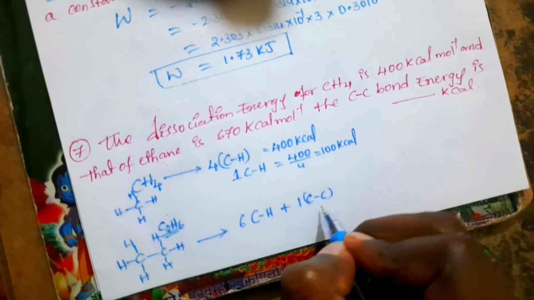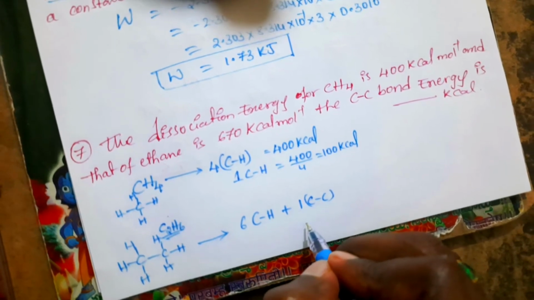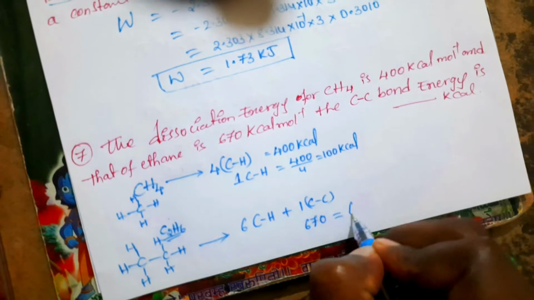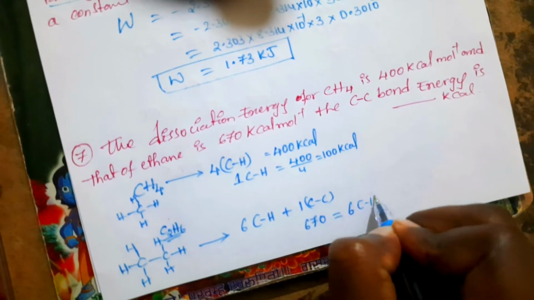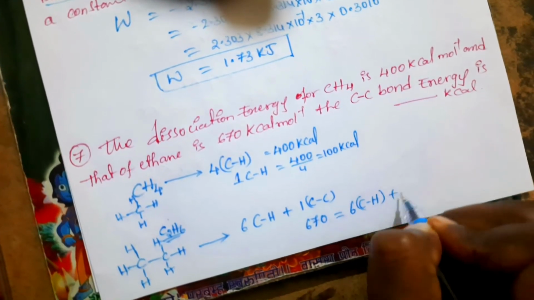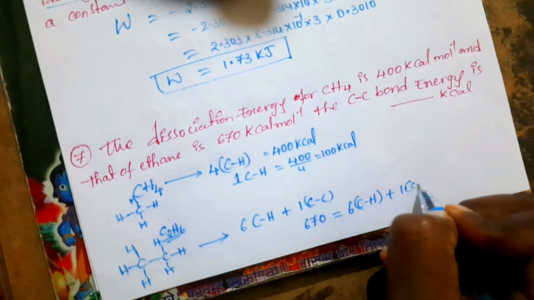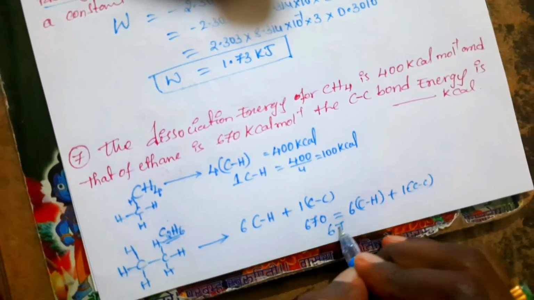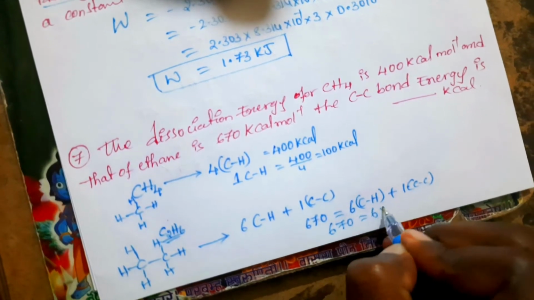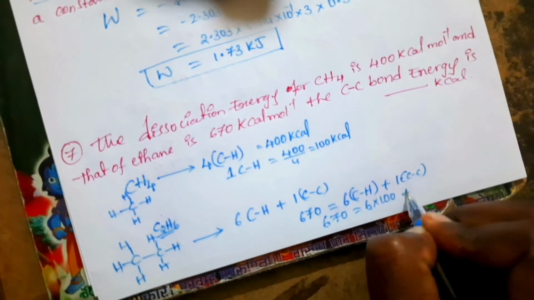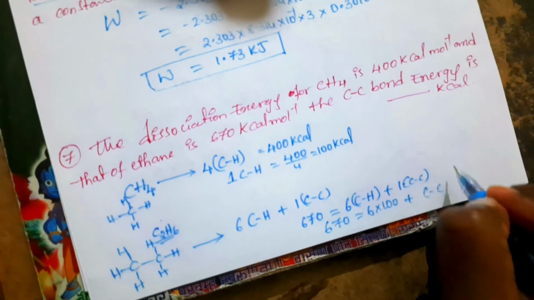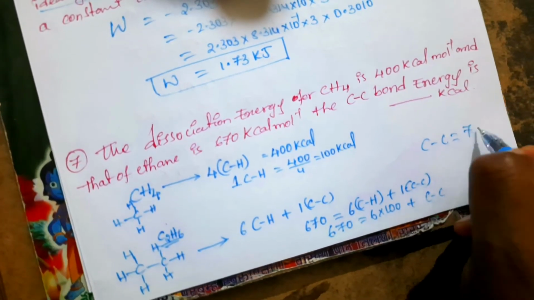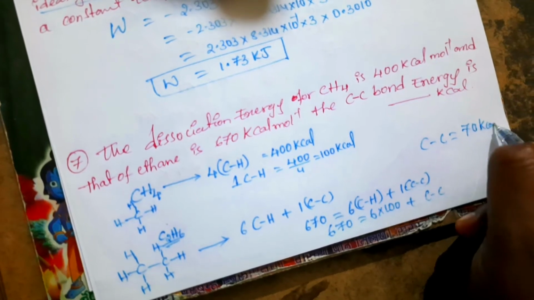Now, the total energy they have given is 670 kilocalories, which is equal to 6 C-H bond energy plus 1 C-C bond energy. We know the C-H bond energy is 100. So 670 is equal to 6 into 100 plus C-C bond energy. From this, the C-C bond energy becomes 70 kilocalories. Is that clear?